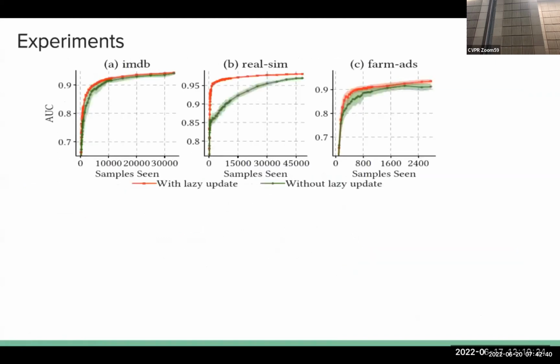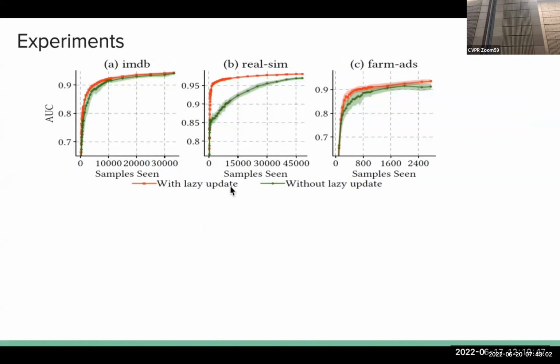Okay, so this lazy update trick seems to work very well. So this shows you some experiments which we have done. The y-axis is the AUC score on the test data. This is the sample size for the online learning setting.